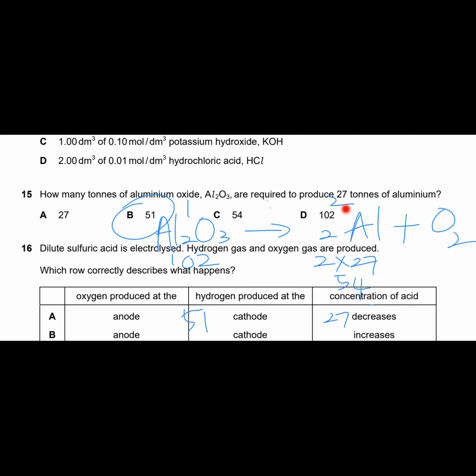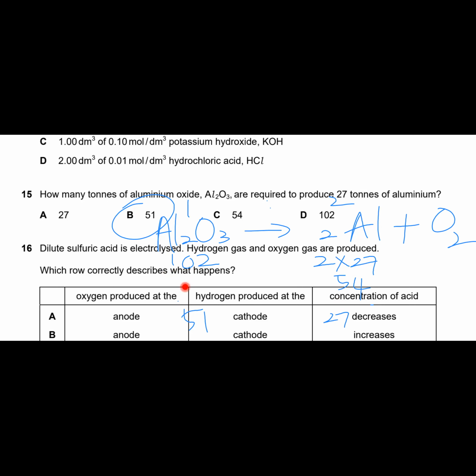It's a 1:2 ratio, aluminium oxide 102 to aluminium. If you had 102 aluminium oxide, you get 54 grams of aluminium. So to get 27 grams of aluminium, you need only 51 grams of aluminium oxide, or 51 tons. That's how the mass ratio is applied. I used the mole ratio and according to that, I went with the masses.